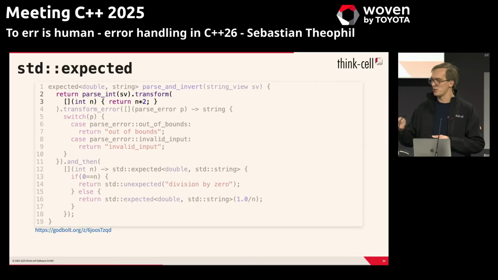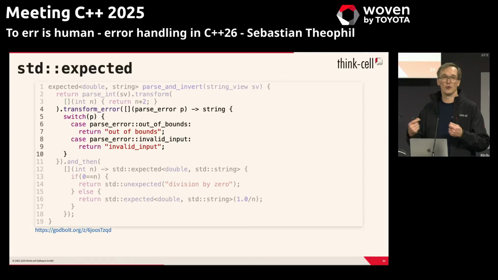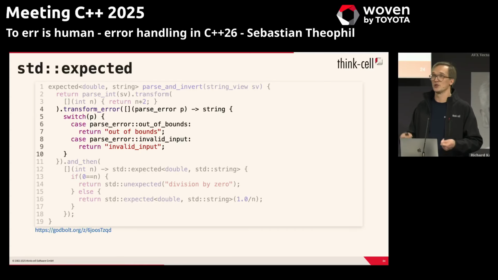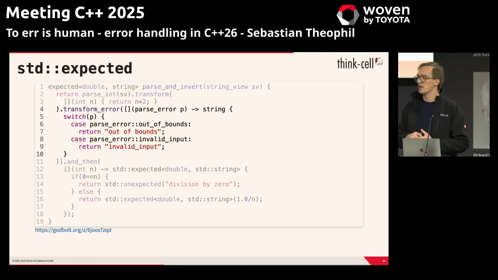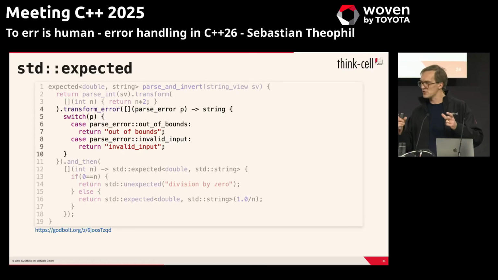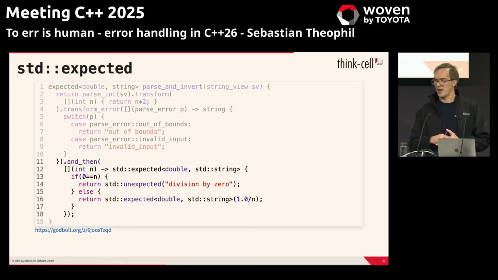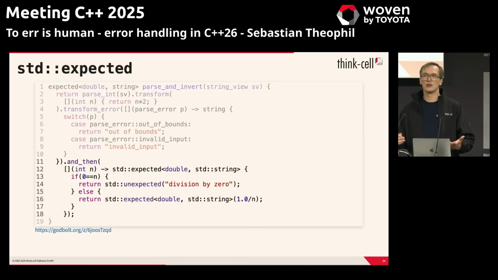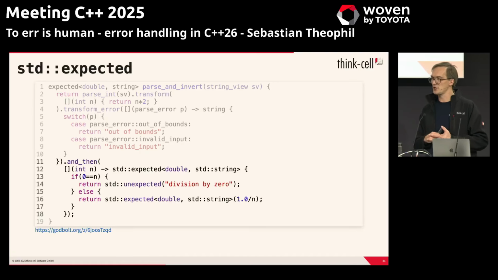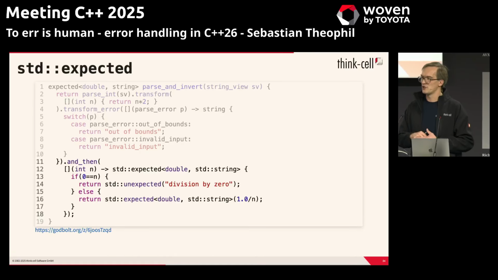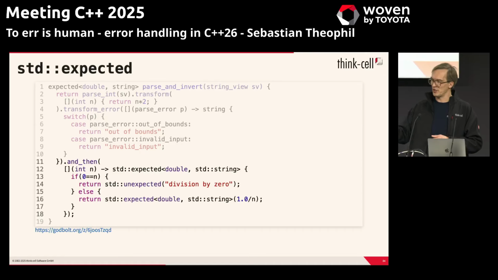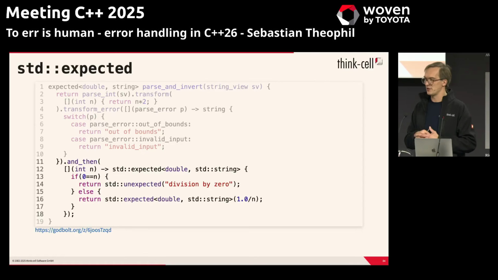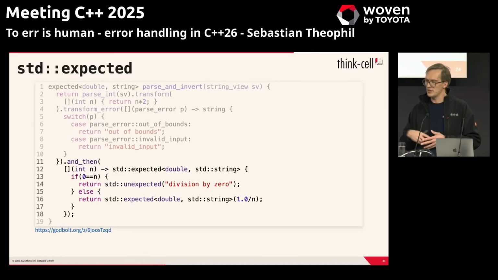I can chain this with a transform_error. This will only be called, of course, if the std::expected contains the error value. Now I can transform my error into something else. And then last but not least, we have and_then, like on optionals. Again, this is only called if the std::expected contains an integer, and I can here transform my std::expected on an integer into a std::expected on another type, here on the double, by doing this division.